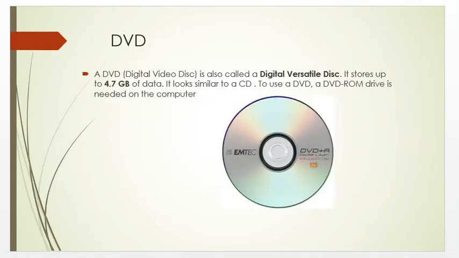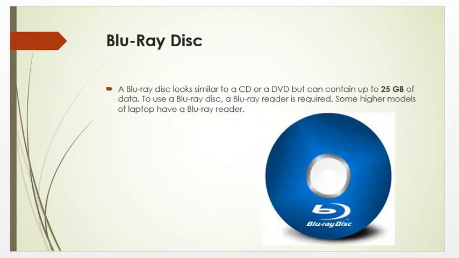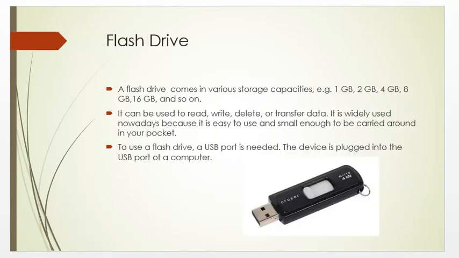DVD. A DVD, digital video disc, is also called a digital versatile disc. It stores up to 4.7 GB of data. It looks similar to a CD. To use a DVD, a DVD-ROM drive is needed on the computer. Blu-ray disc. A Blu-ray disc looks similar to a CD or a DVD but can contain up to 25 GB of data. To use a Blu-ray disc, a Blu-ray reader is required. Some higher models of laptop use a Blu-ray reader.